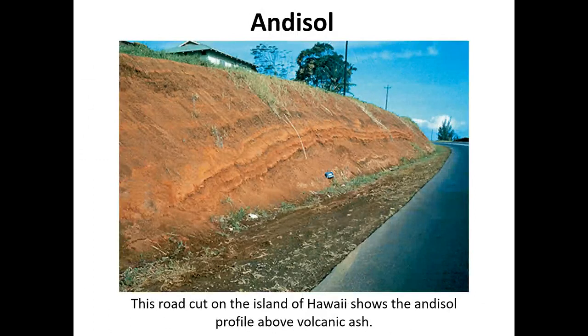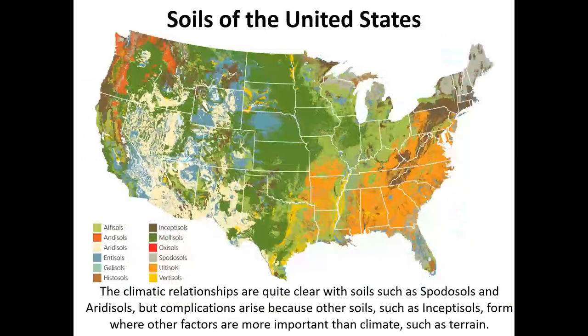And then the last one, andisols. This is basically volcanic soil. It's often rich because volcanic ash is very rich in nutrients. This is in Hawaii. It has an andisol profile of volcanic ash, so it's usually reddish and it's usually quite fertile, although it's a little uncommon because it's associated with volcanoes. But they have quite a few of them in Hawaii.